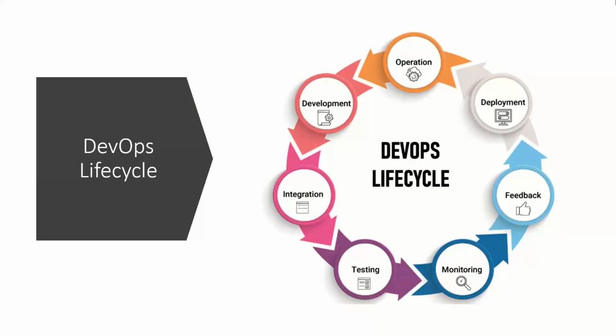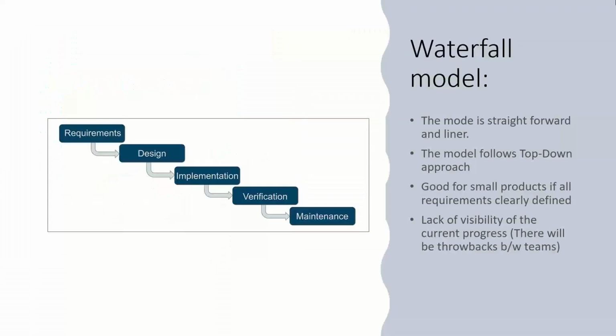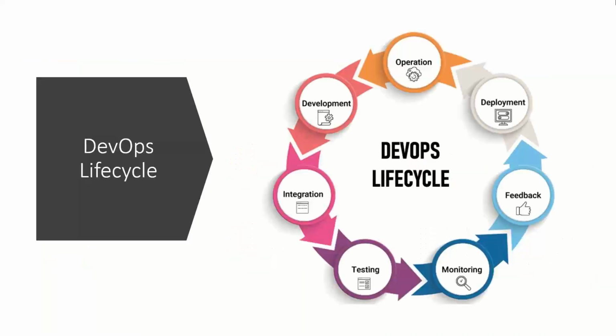Here you see the DevOps life cycle. You know what phases you see in SDLC, the software development life cycle. Let me just go back. Here you see the software development life cycle. It has 6 phases, right from planning to maintenance. So in the development life cycle of DevOps, you see different phases. It starts with development, then comes integration, then testing, monitoring, feedback, deployment, operation.